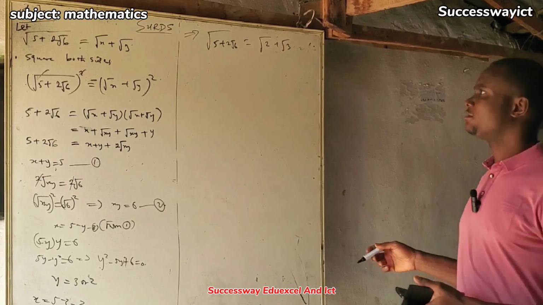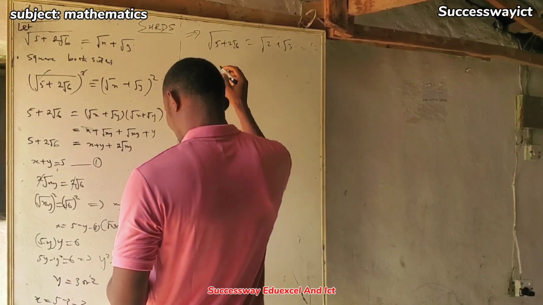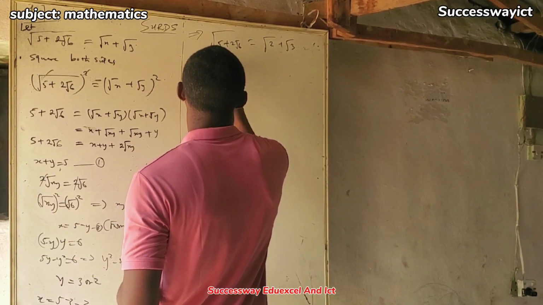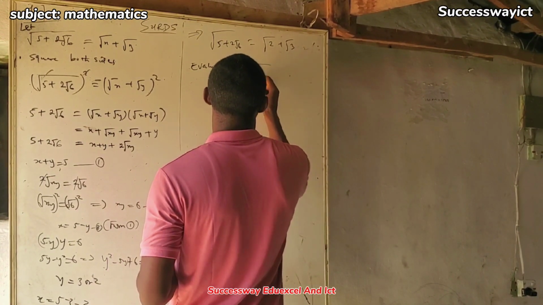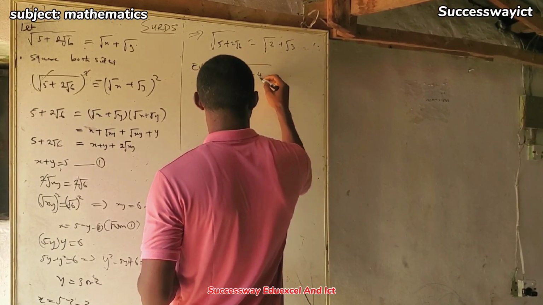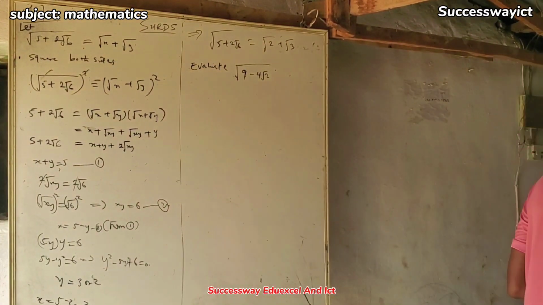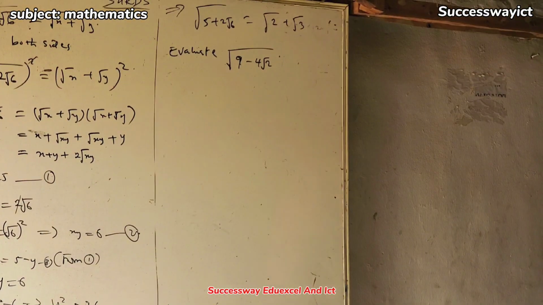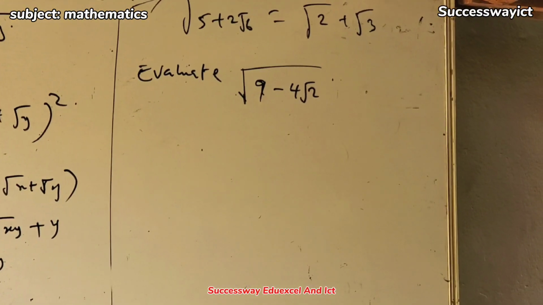All right, let's look at this again. Evaluate 9 minus 4 root 2. All of you do this quickly using the same method. All of you must do this quickly, and you have 2 minutes to do it. I'll move around and check your notes quickly.